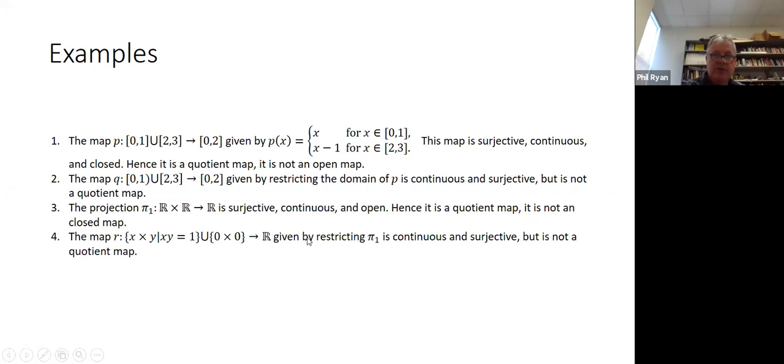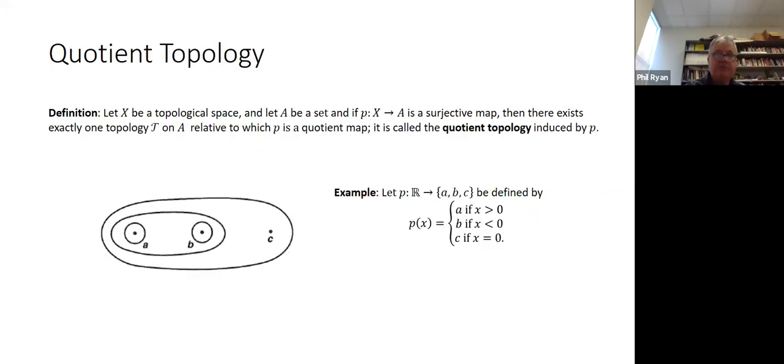So this shows us, again, another example of a continuous surjective map, which is not an open map. So we've got topology now.